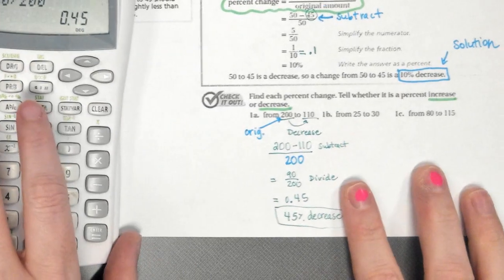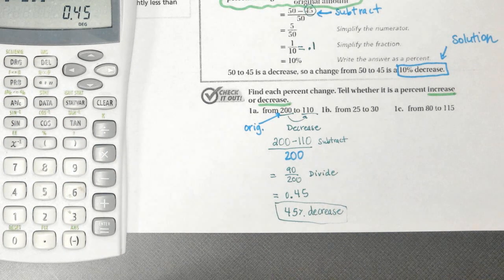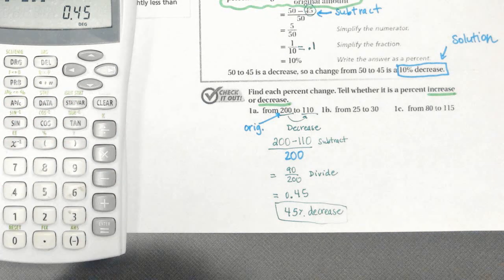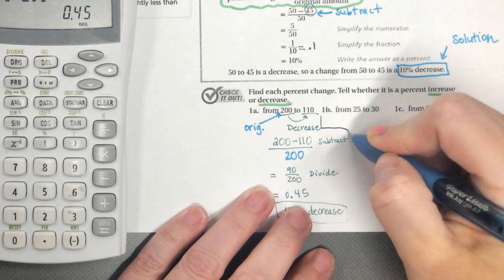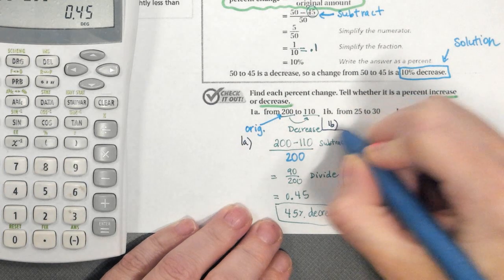And actually, no, we'll squeeze it in there. I'll make sure I do it better next time. Okay, so this is for 1A. This is going to be 1B.